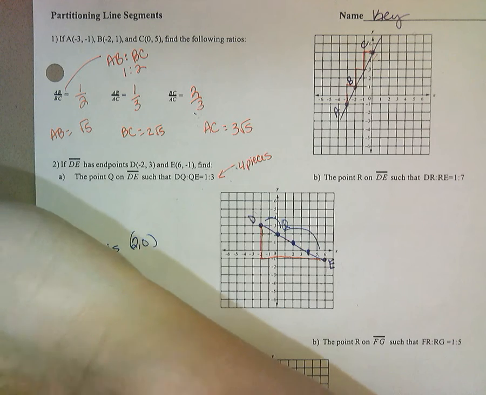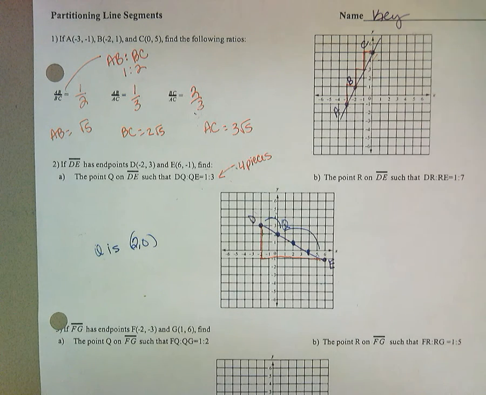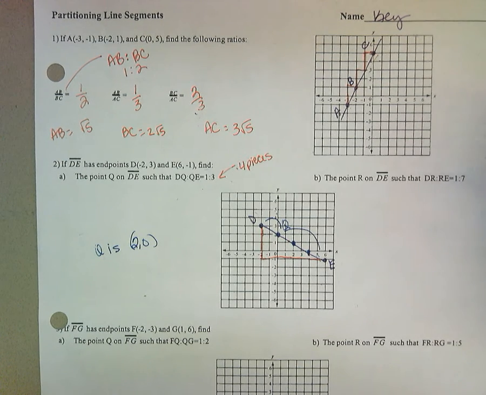Let's try the other side. The other side is fractional. They want point R on here such that DR to RE is a 1 to 7 ratio. That's 8 pieces.